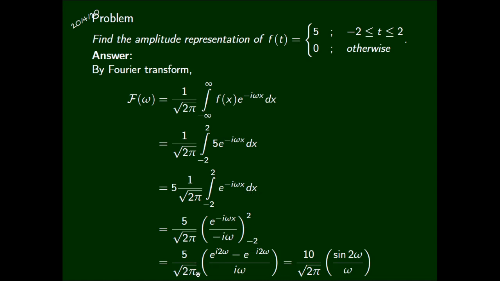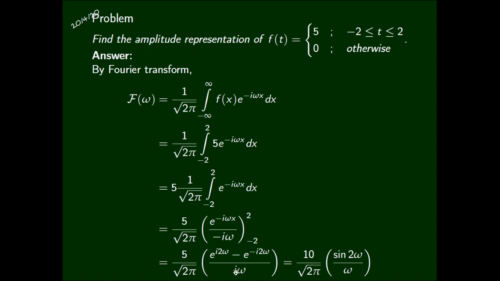That is equal to 5 by root of 2 pi, e raised to minus 2i omega minus e raised to 2i omega divided by minus i omega. I take that minus common and simplify this, like e raised to i2 omega minus e raised to minus i2 omega by i omega. Then as in the previous case, e raised to i2 omega minus e raised to minus i2 omega can be written as 2i sin 2 omega.